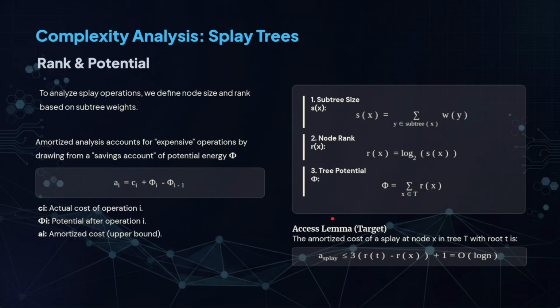Using these definitions, Sleator and Tarjan prove the access lemma. The amortized cost of splaying node x is bounded by big O of 1 plus R of t minus R of x, where t is the root of the tree before the splay operation begins.